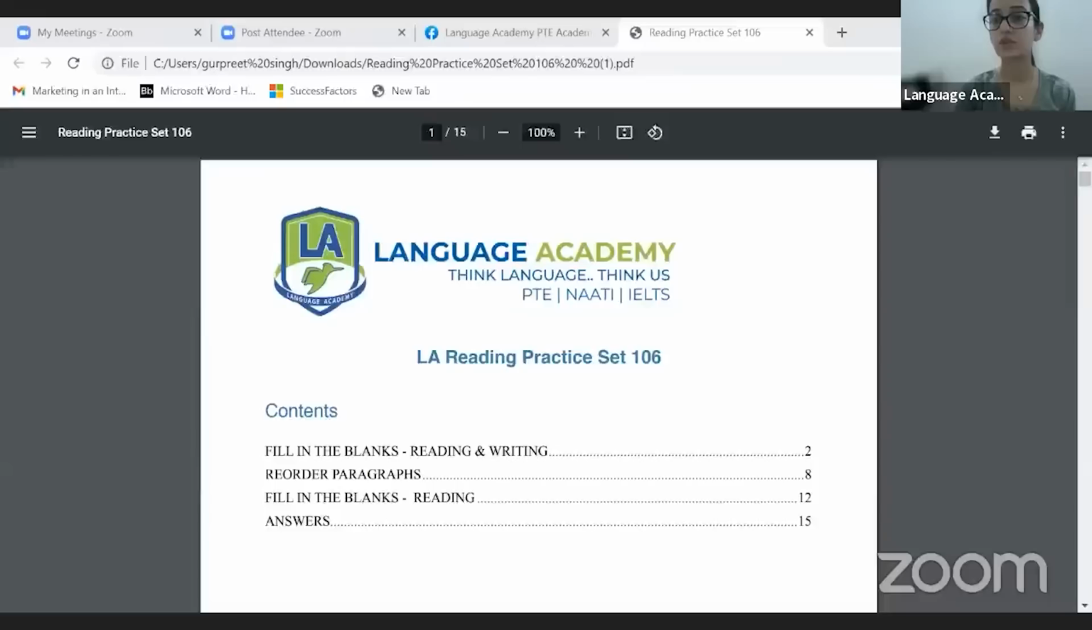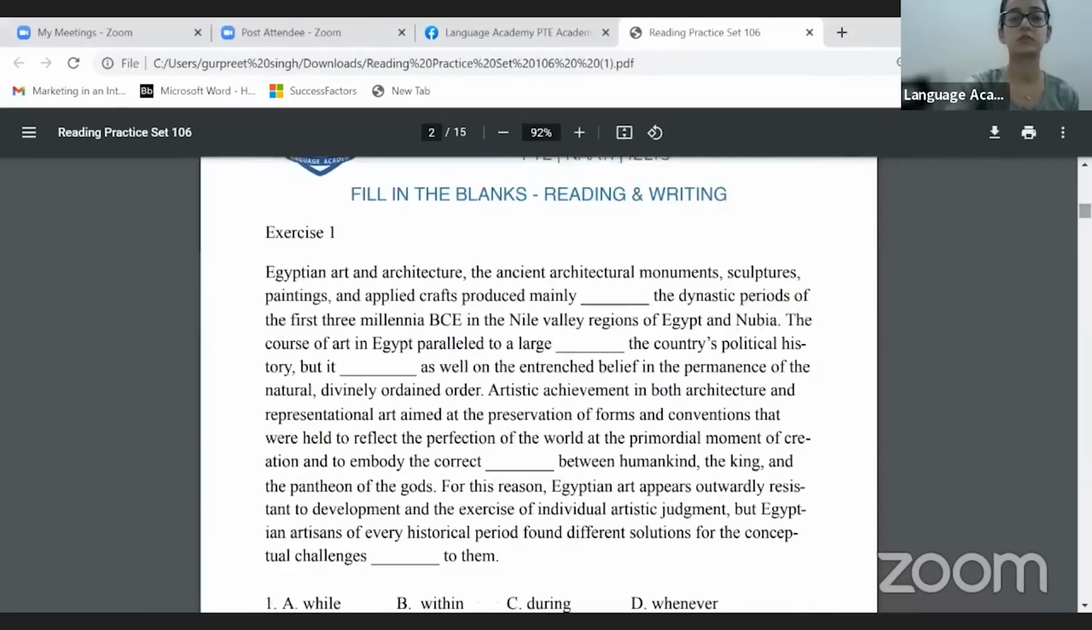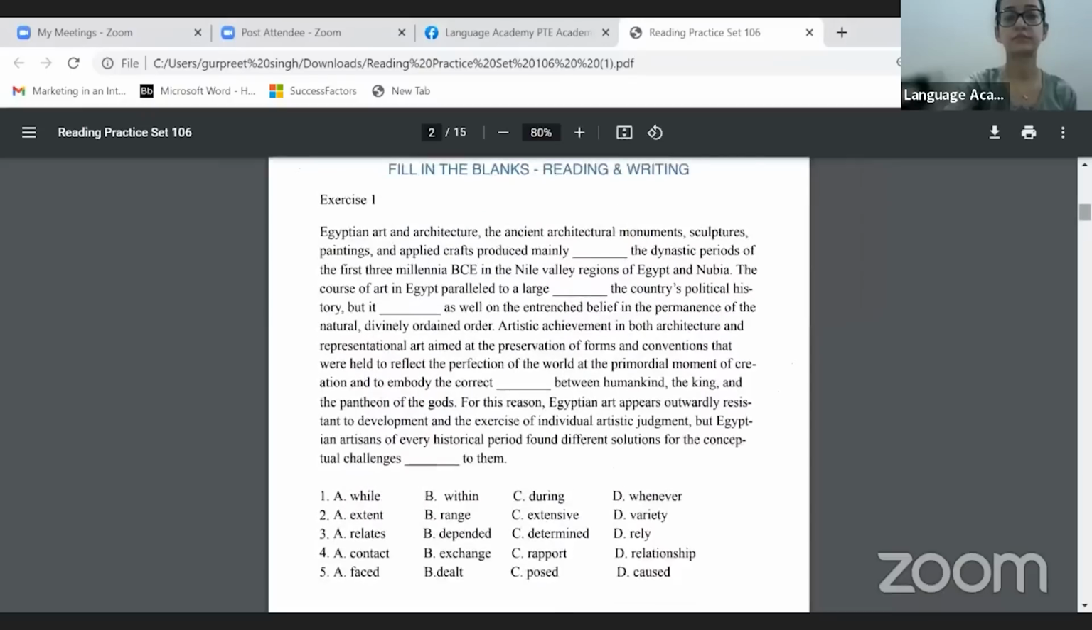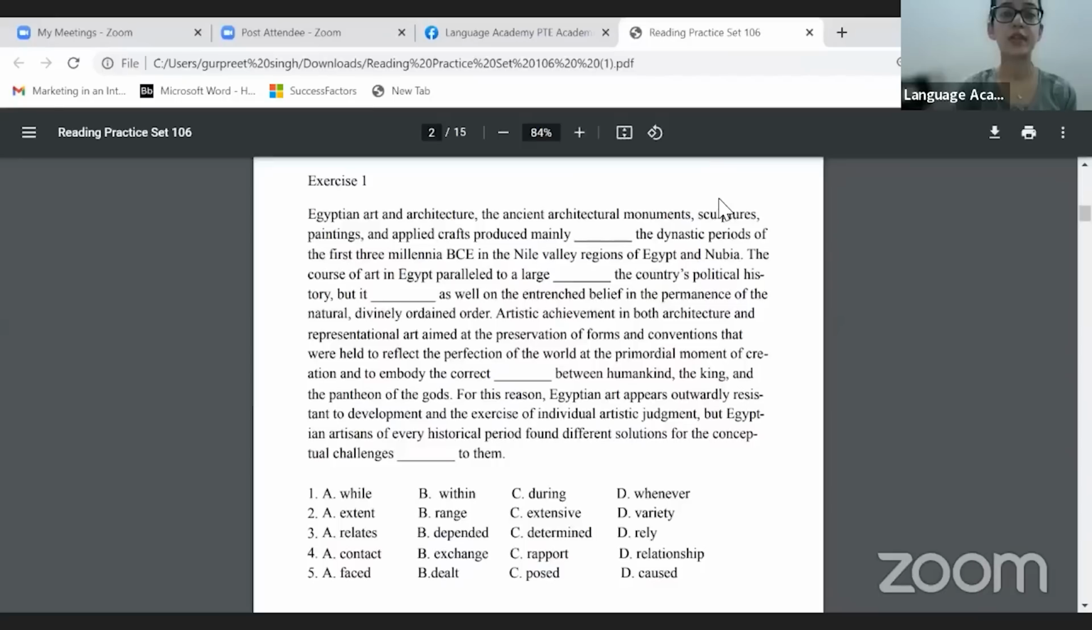So here I share my screen, and here you have your first question for reading writing blanks. So first question, 2.5 minutes, and then post your answers in the chat box. Make sure that you are timing yourself and don't keep on overthinking or thinking again and again on what answers you have thought. And then you say that, no, I solved in 2.5 minutes.